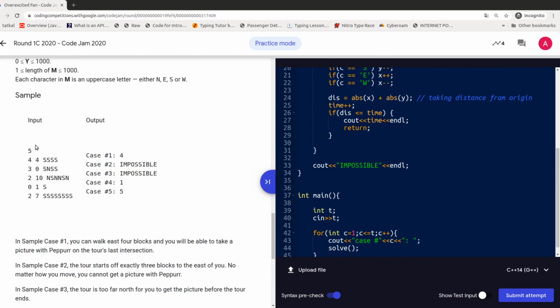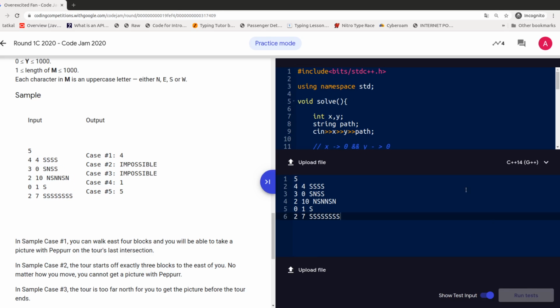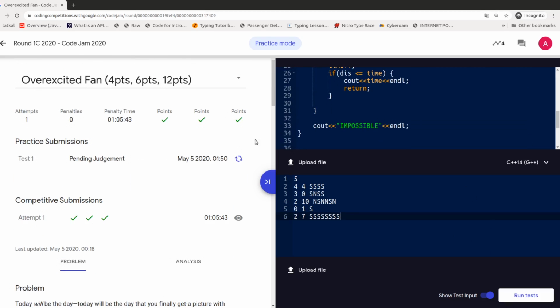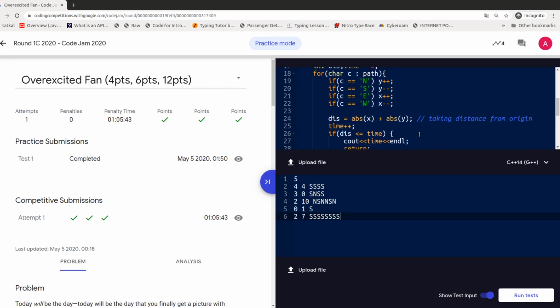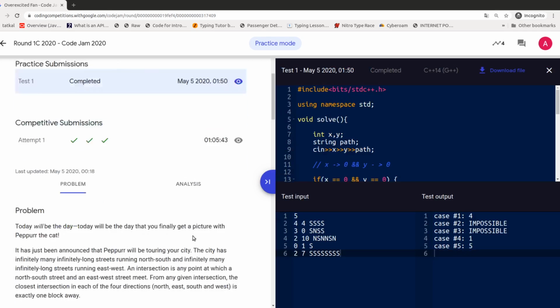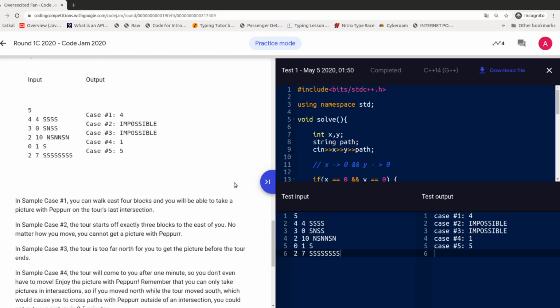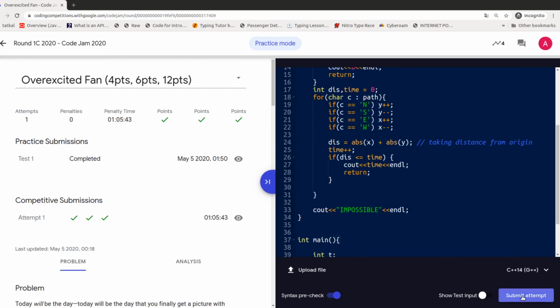Let's take some input and see whether we get the correct output or not. It should be correct because I have already tested it during the contest. Let's see our solution. What we can see is 4, impossible, 1, 5, and the output is perfectly fine. So now let's submit our code and see what happens.